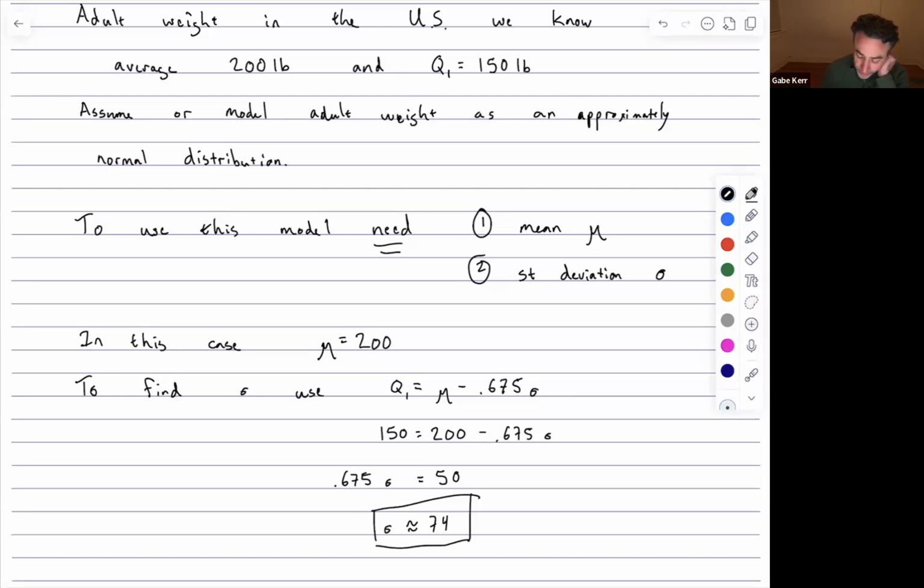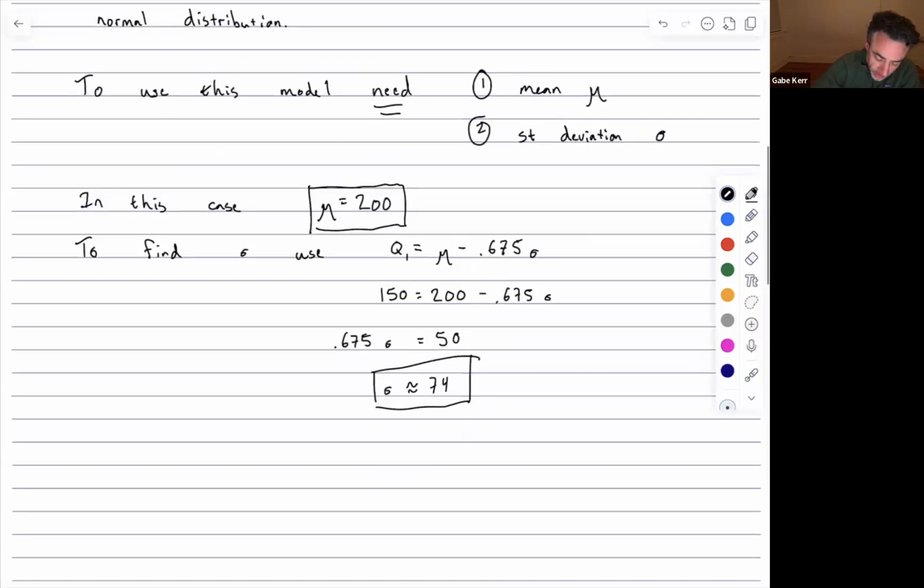Okay, so now we have the two things we need: our mu and our sigma. And from this, we can calculate several other quantities based on our assumption that we have an approximately normal distribution. We can calculate several percentiles. For example, we can calculate P 2.5.